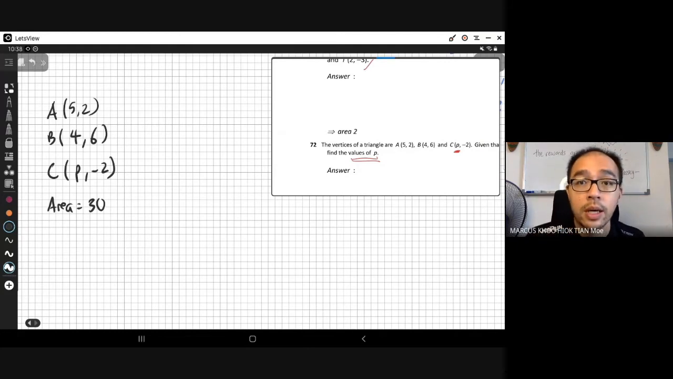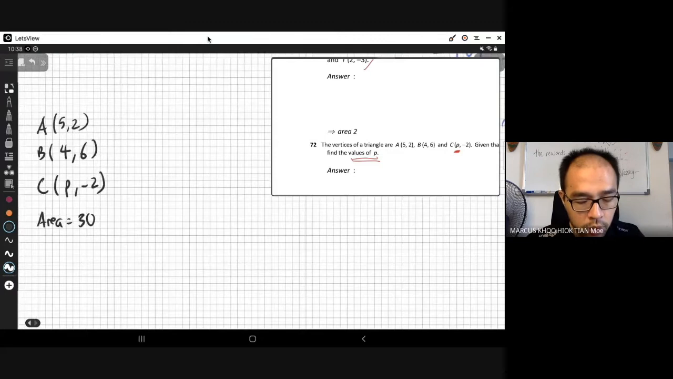Okay, so how do we do this? If the area is 30, but I don't know what is the order, I don't know which one I should do, right? Doesn't matter. If they don't give you the diagram, then you just simply put. As long as the first coordinate, you repeat it. That's the most important thing. So let's put this in.